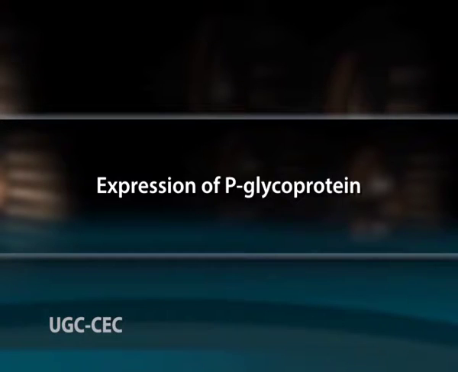Metabolism. Some drugs may be degraded in the gastrointestinal tract or first pass metabolism occurs. Example, nitroglycerin and insulin. Such drugs should be given in higher doses or by alternative routes. Expression of P-glycoprotein.